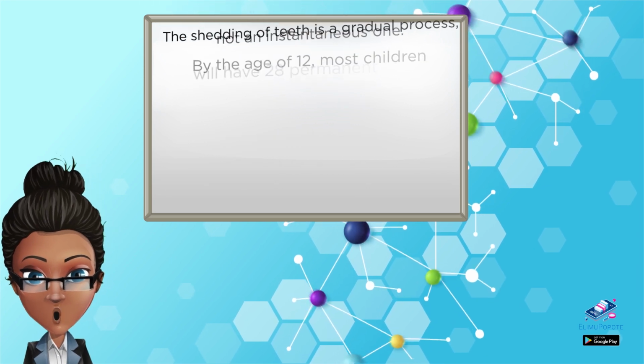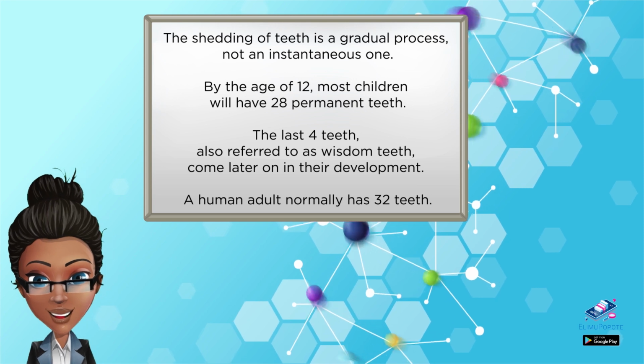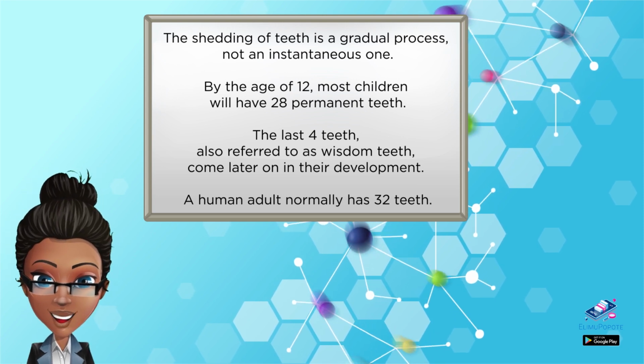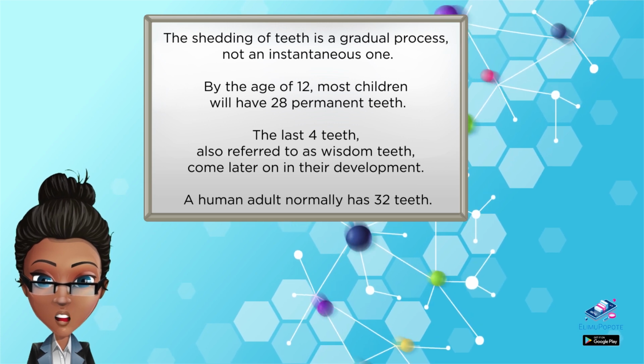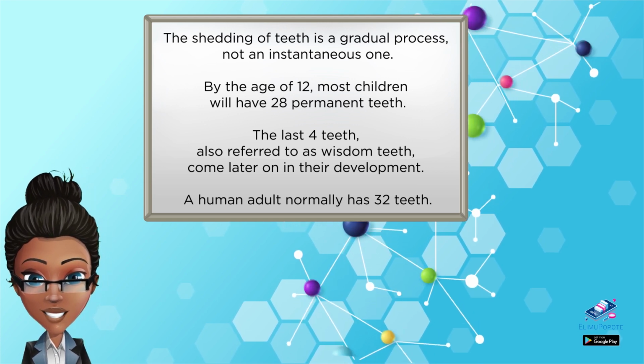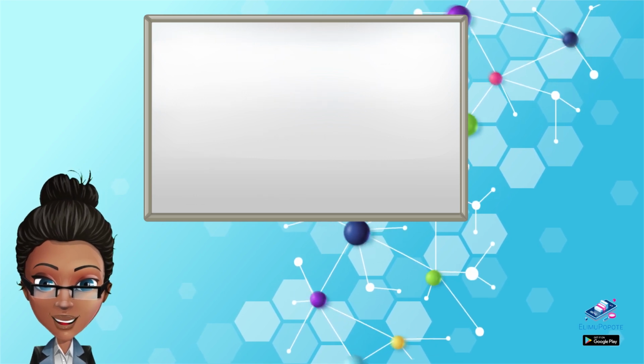The shedding of teeth is a gradual process, not an instantaneous one. By the age of 12, most children will have 28 permanent teeth. The last 4 teeth, also referred to as wisdom teeth, come later on in their development. A human adult normally has 32 teeth.